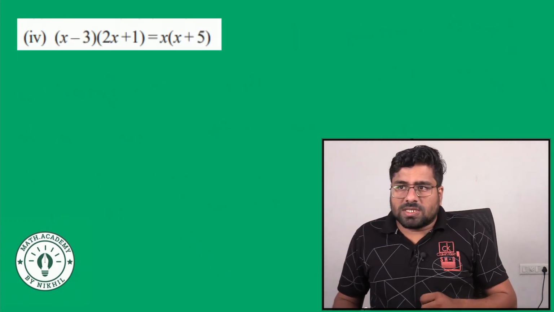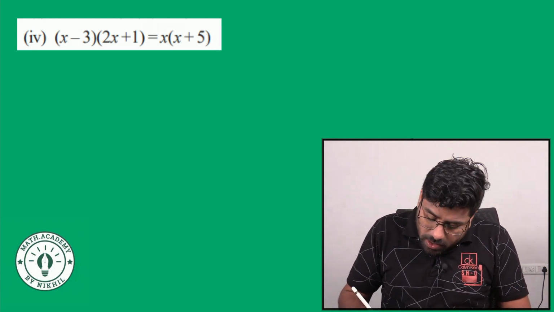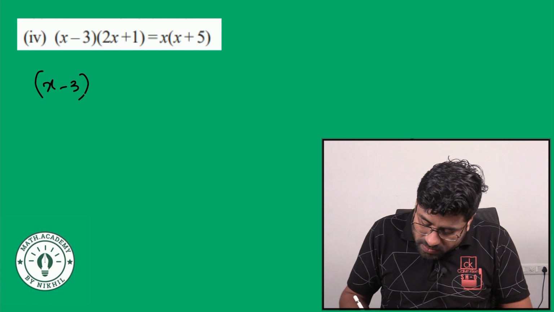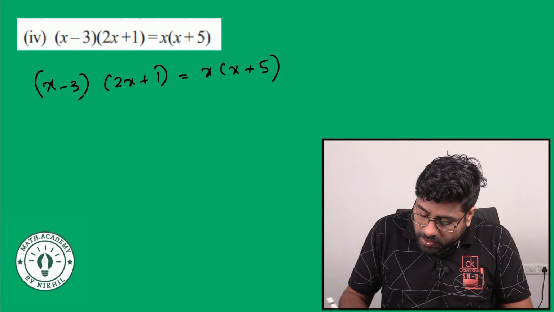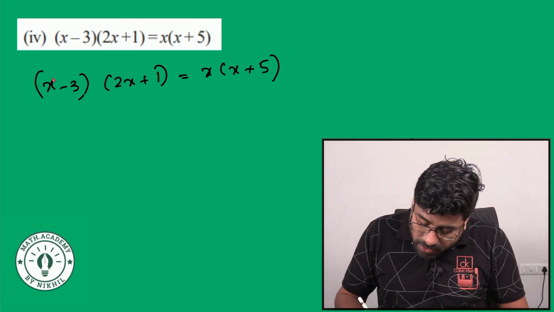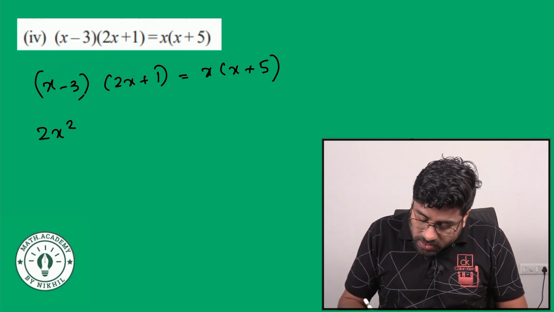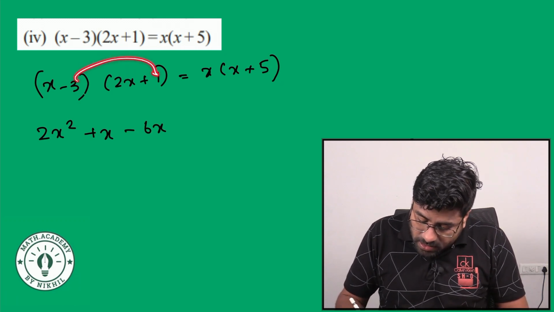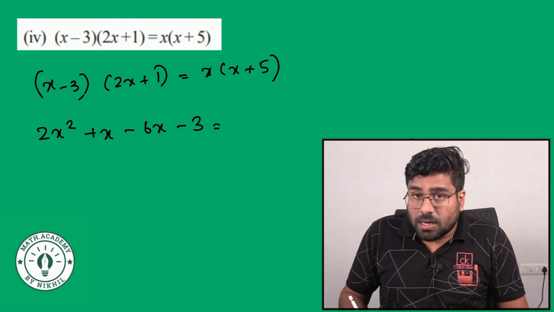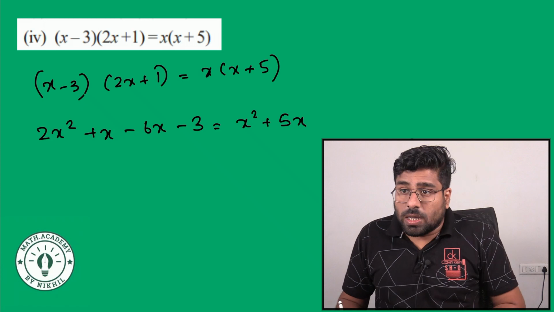Now let's move on to the next question. The next question seems to be very similar to the earlier question. So x minus 3 into 2x plus 1 is equal to x into x plus 5. Now let's expand it. x into 2x is going to become 2x square. x into plus 1 is going to be plus x. Minus 3 into 2x is going to be minus 6x, and minus 3 into plus 1 is going to be minus 3, which is equal to x square plus 5x.